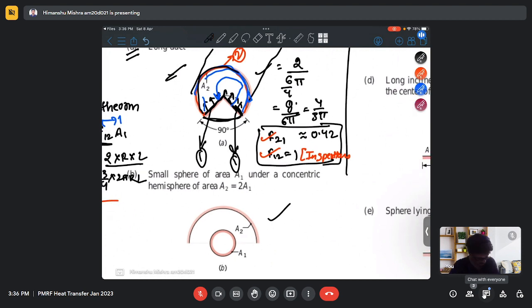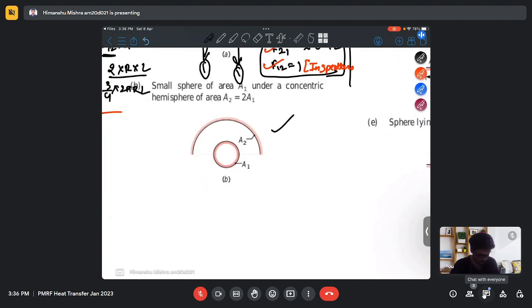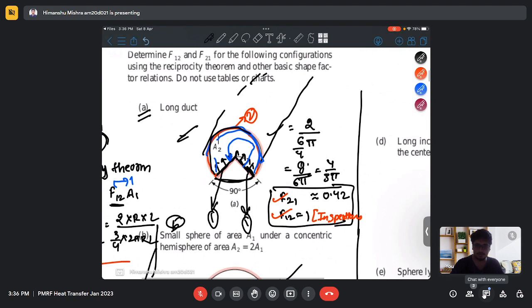Now similarly, let's say for problem B. Sir, actually in this first problem, it is not given that only surface 1 is radiating. Yeah, so radiation we have nothing given.